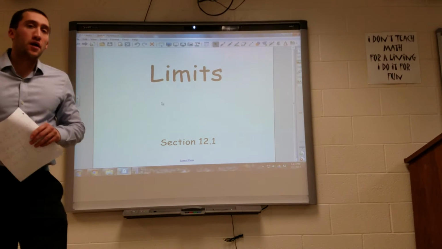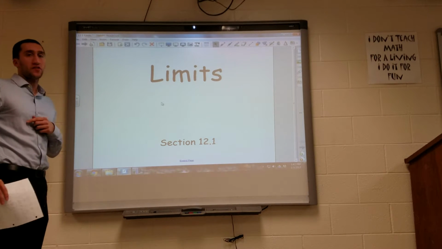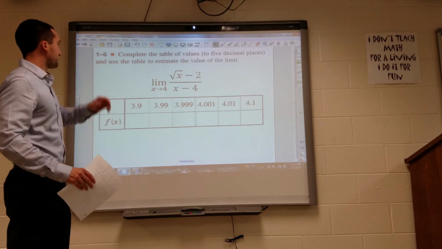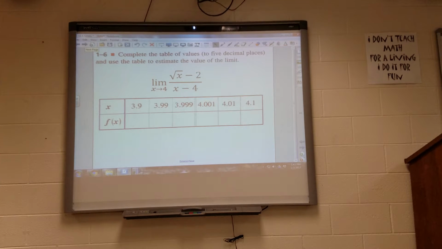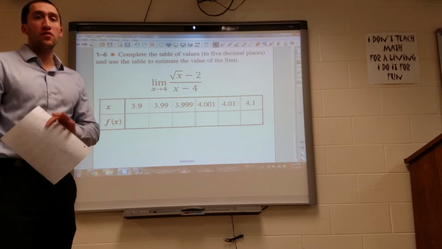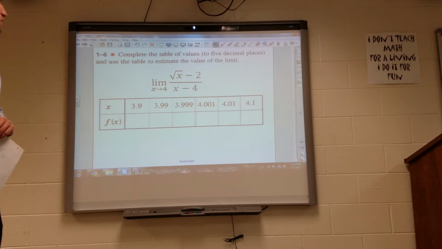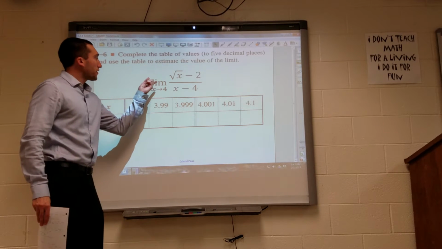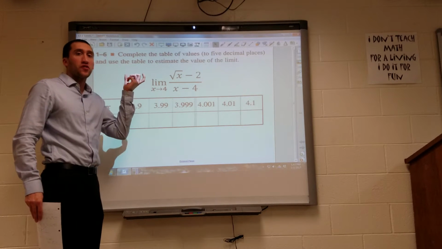Hello everyone, today we're talking about limits, section 12.1 in our book. So the first example, we want to complete the table of values, and then we're going to use that table to estimate the value of the limit. So they want the limit as x approaches 4.